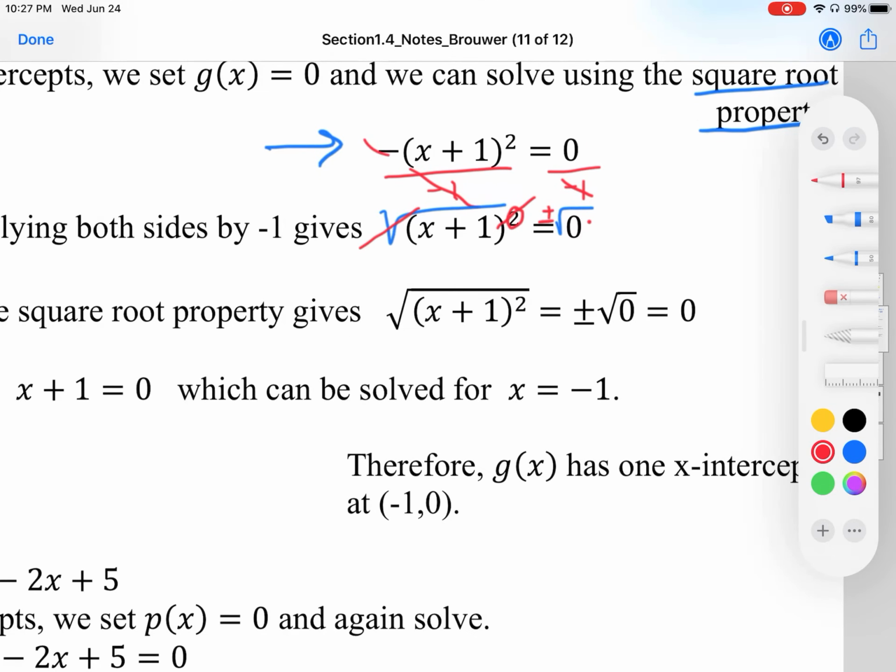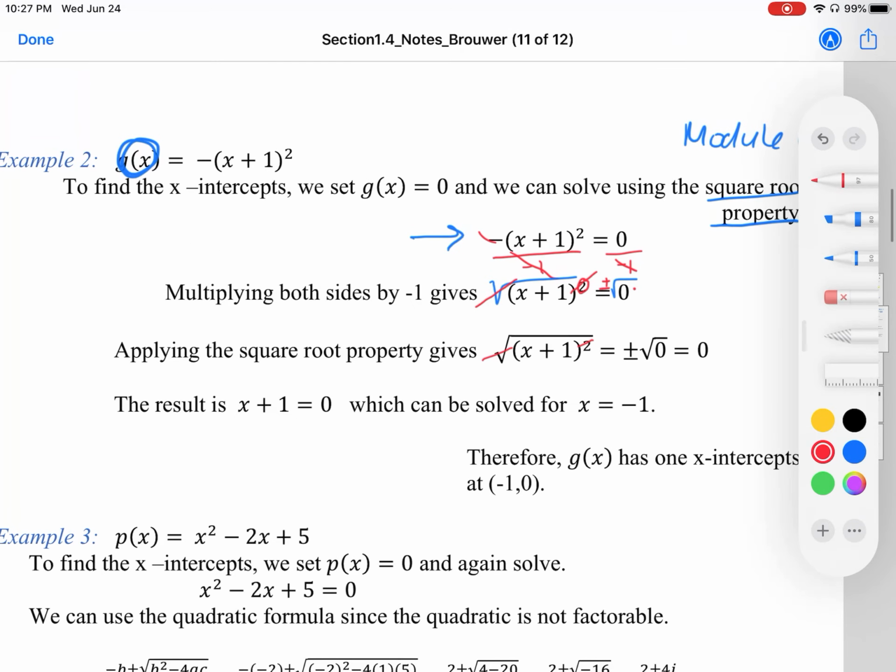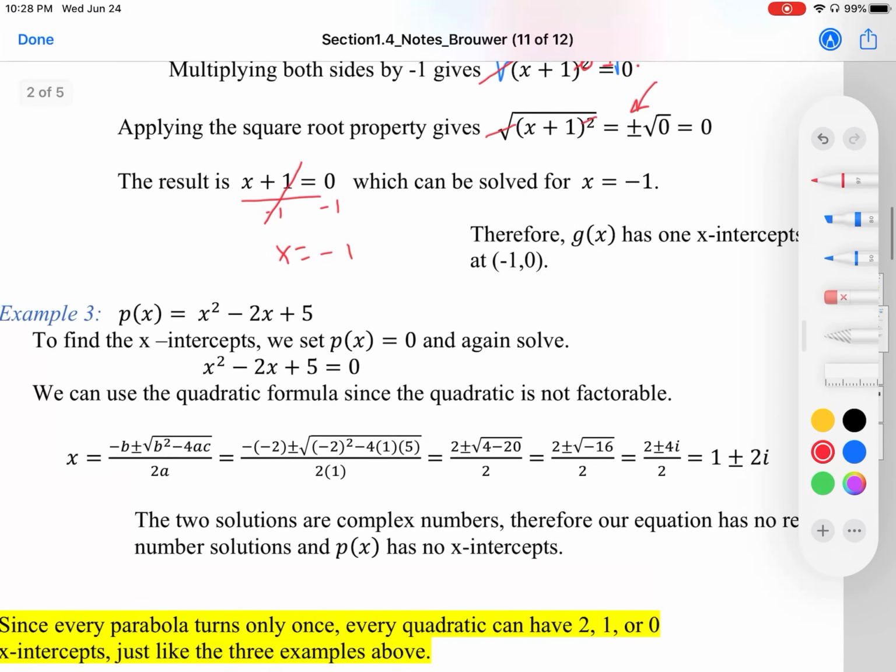And we're left with, so these two things are gone. We're left with x plus 1 is equal to 0. So we move 1. So -1, that's now 0. I'm left with x is equal to -1. Now that plus or minus 0 didn't go anywhere. The square root of 0 is 0. So plus 0 and -0 is the same number, 0. So we have an x-intercept only at -1.